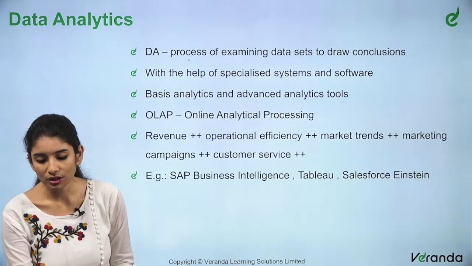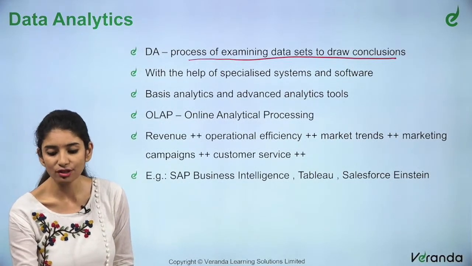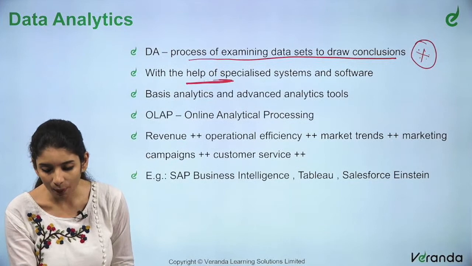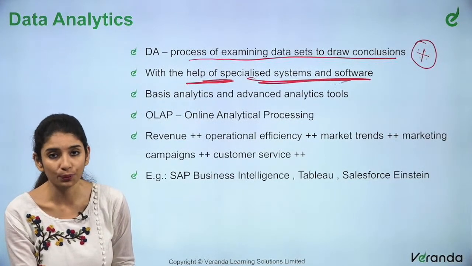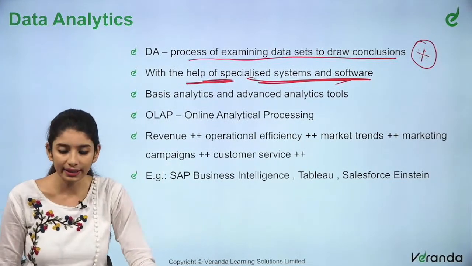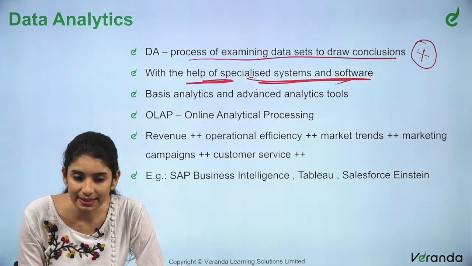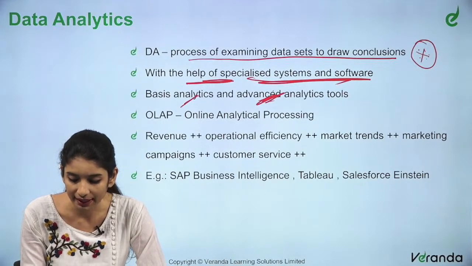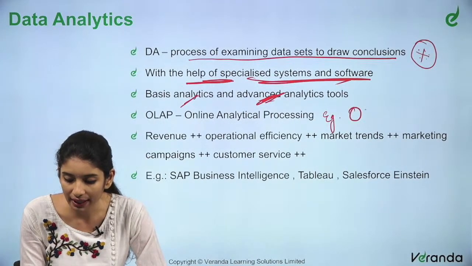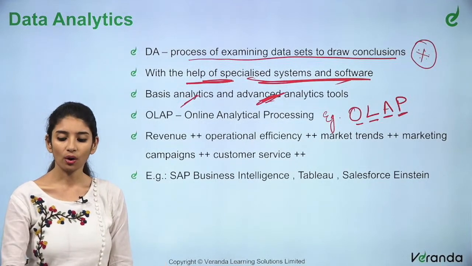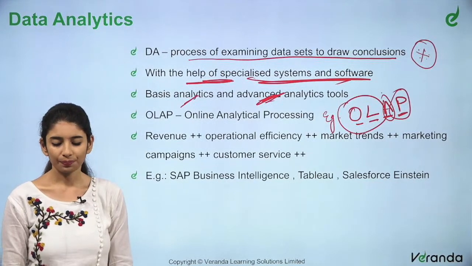DA, data analytics, is the process of examining data sets to draw conclusions with the help of specialized systems and software. We have many types of DA software to help us analyze the data. Basic analytics and advanced analytics tools are both available. An example would be OLAP, Online Analytical Processing Tool.